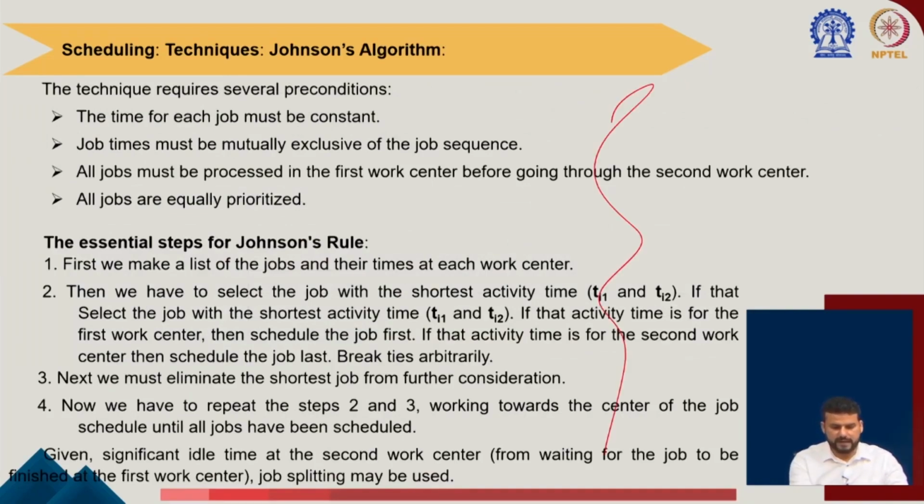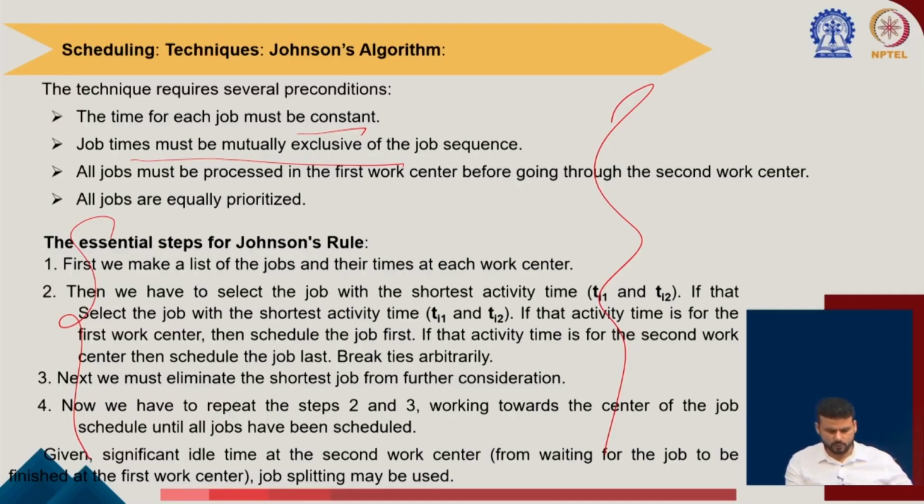You can just go through it, and some conditions are there: the time for each job should be consistent and should be known. Time for each job on machine 1, machine 2, machine 3, however many machines there are, that time should be known. Job time must be mutually exclusive of the job sequence. All jobs must be processed in the first work center before going through the second work center. First machine, then second, then third. All jobs are equally prioritized. This is the assumption, and then we will apply the Johnson rule to sequence.